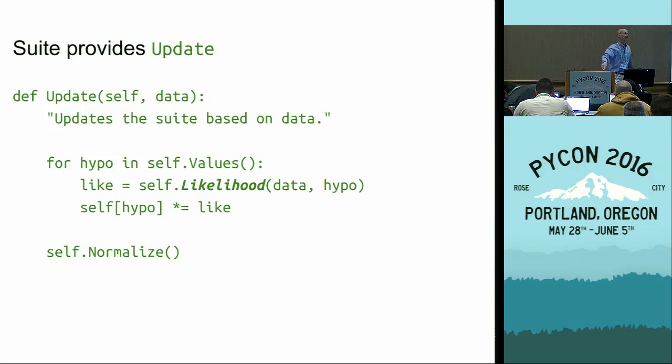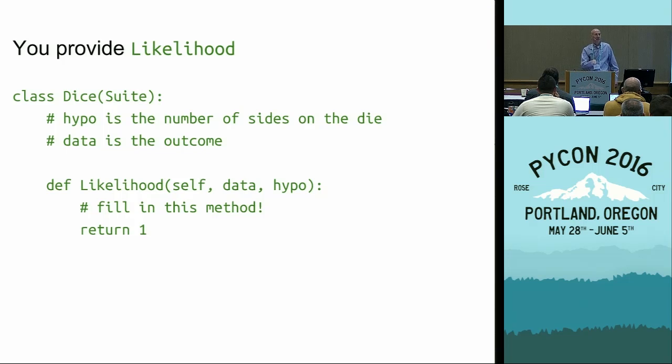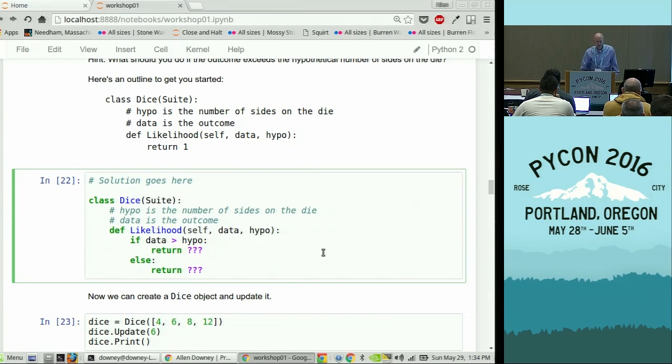So you don't have to write this, but you are going to write a likelihood function, and your likelihood function is going to get called 4 times. Each time your likelihood function gets called, you're going to be given a hypothetical value for the number of sides on the dice, and you're going to be given the data, the outcome, the number 6. Your job is to fill in this likelihood function, and I've started to fill it in like this.